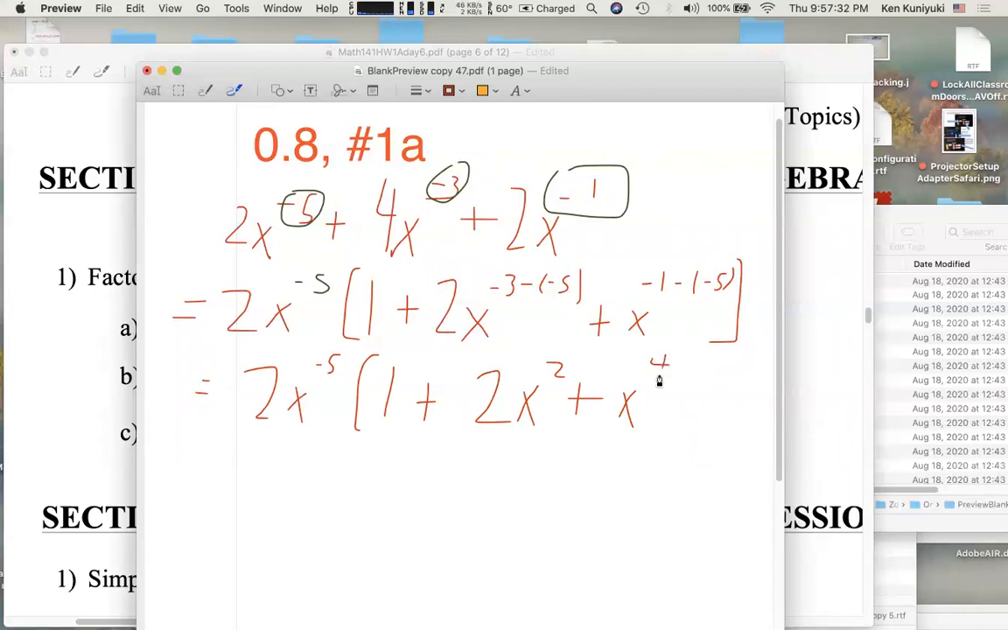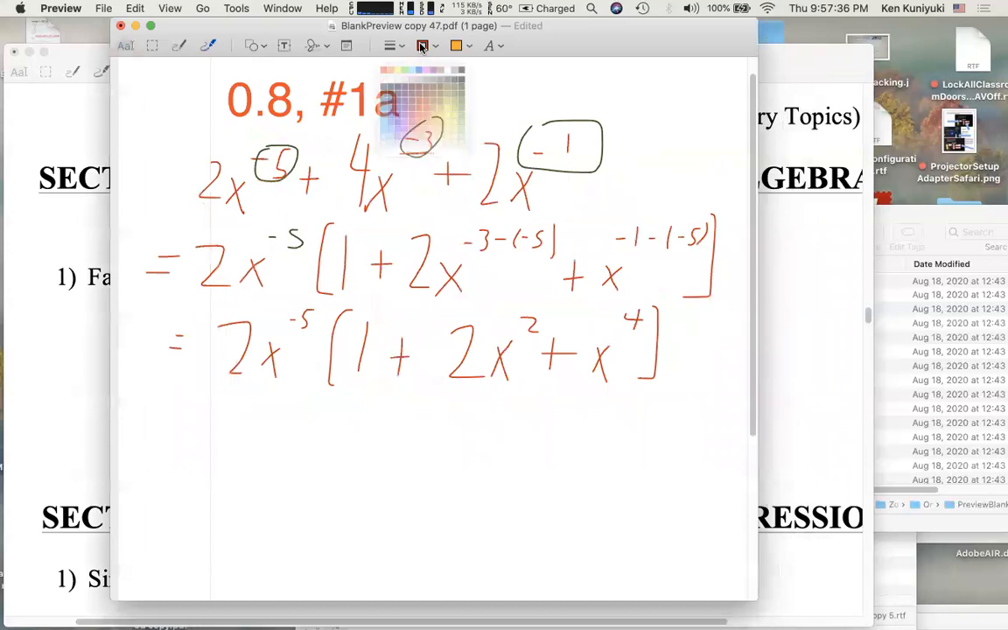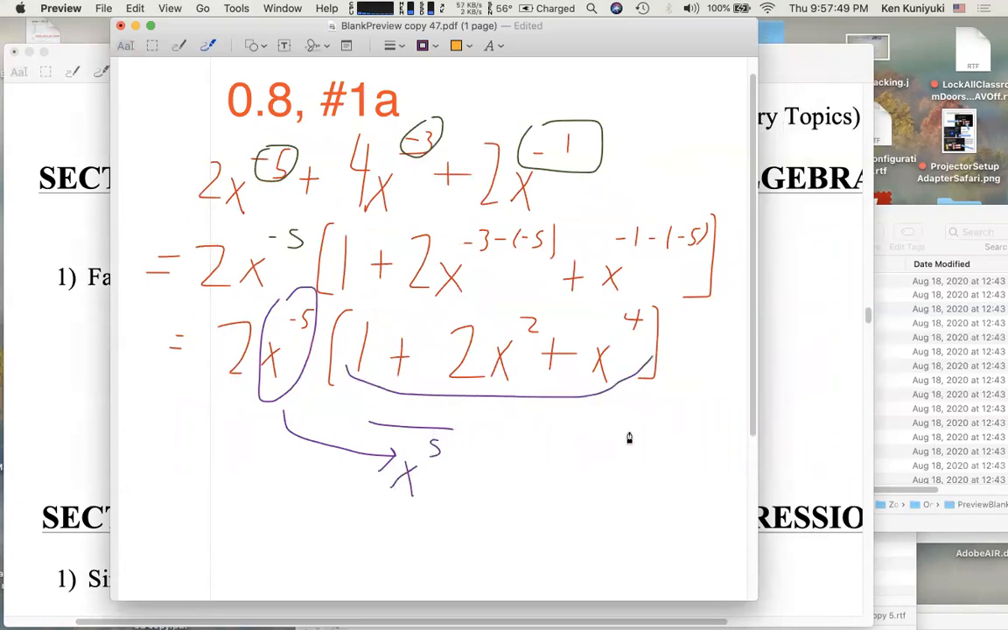I'll make two more observations, and then you should be okay. First of all, what can you do with the x to the negative 5? Basically, we can put it in the bottom as x to the fifth. Second, this thing here is a PST. Do you know what a PST is? It's a perfect square trinomial. So if you get those two observations, I think you'll be okay.